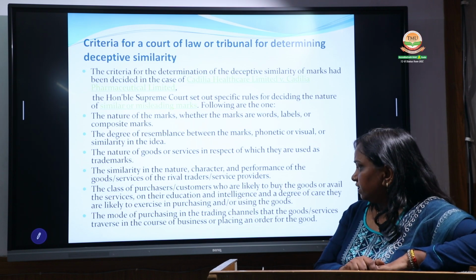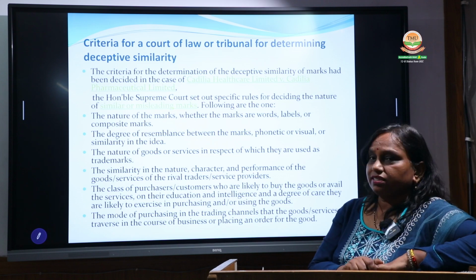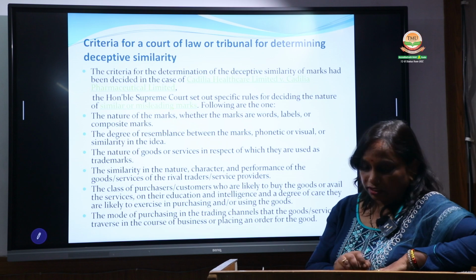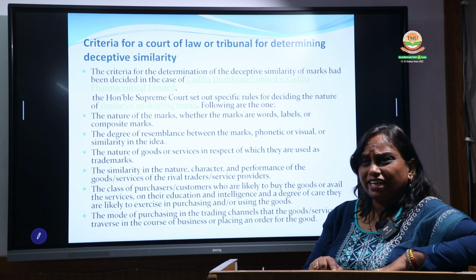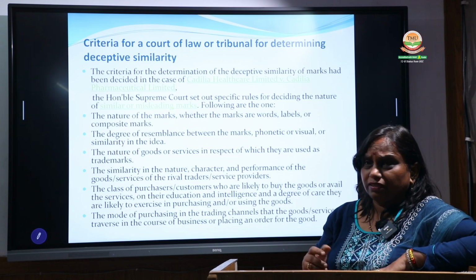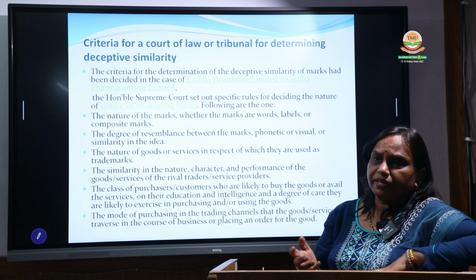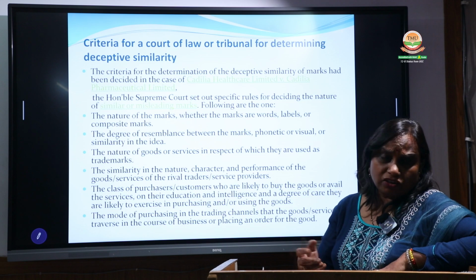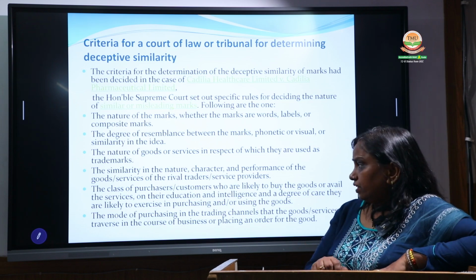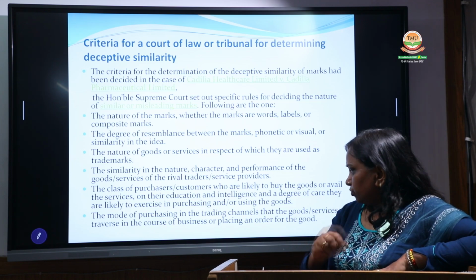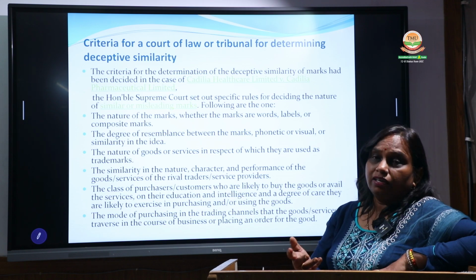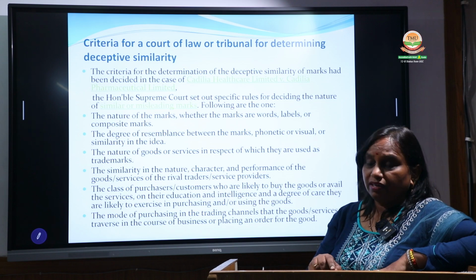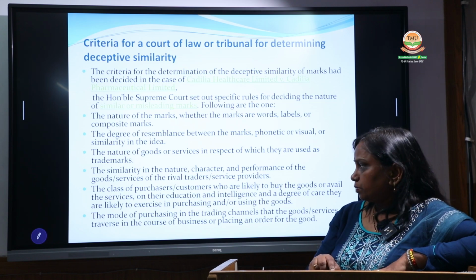The mode of purchasing and the trading channels, that is, how the goods and services are transferred in the course of business or how an order is placed for the goods. Nowadays people don't go for shopping as much, because so many online platforms are available. So even if you are purchasing certain goods online and placing orders, there also it should not resemble any other such service provider.